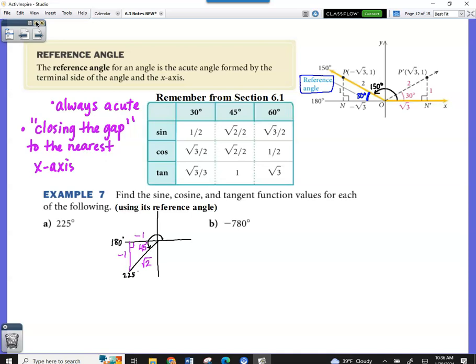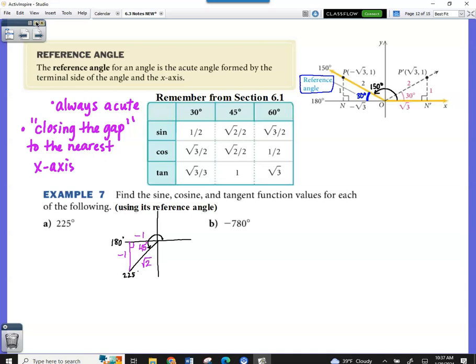Now I know where I am, right? You've got to think of where 300 falls. So you've got 90, 180, 270, 360. So it's in quadrant 4. So this is going to be quadrant 4.